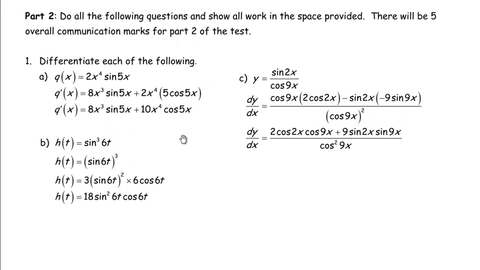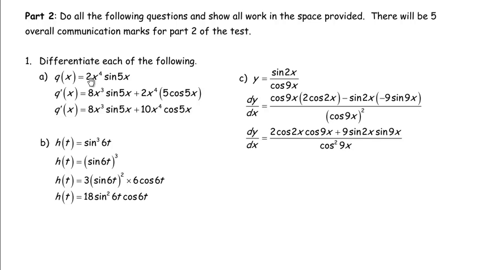Part number 2, we're asked to differentiate 4 different functions. There's a D as well on the top of the next page. In A, we're asked to differentiate q of x equals 2x to the 4th sine 5x. So this is a product because we've got this power of x function and the sine x function multiplied, so we use product rule. So let's start by differentiating the 2x to the 4th. So the 4 comes down in front. 4 times 2 is 8. Reduce the exponent by 1. And so that's the derivative of the first function times the second, undifferentiated.